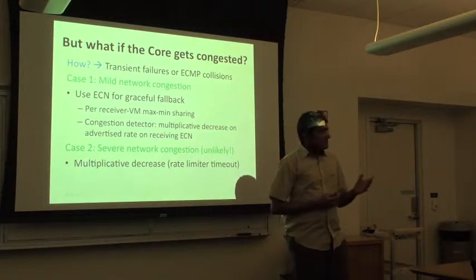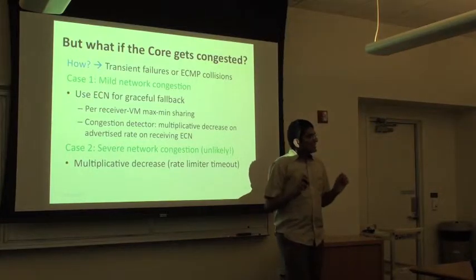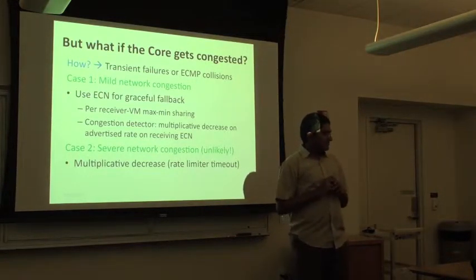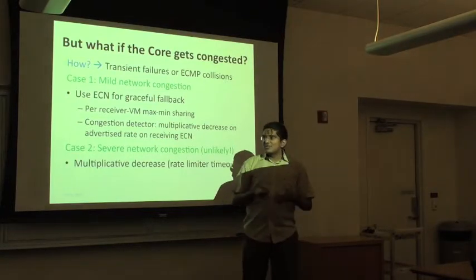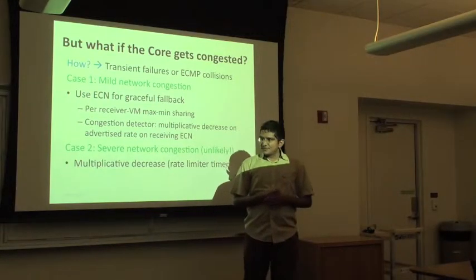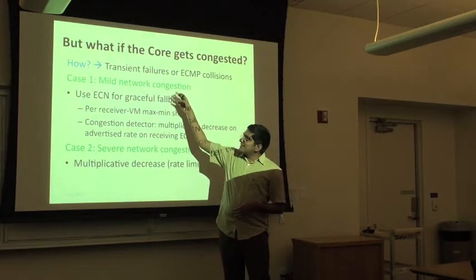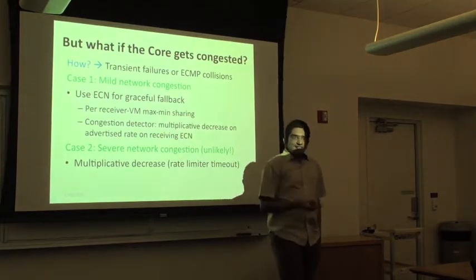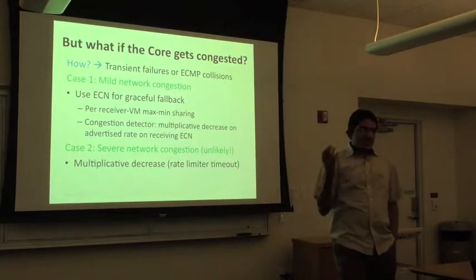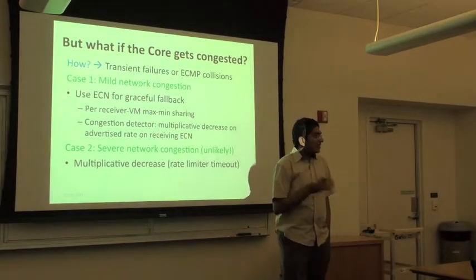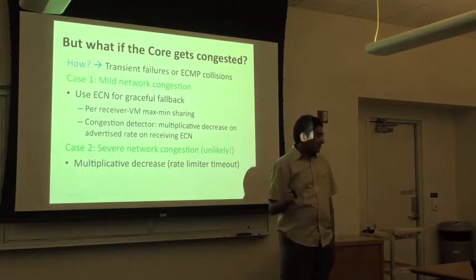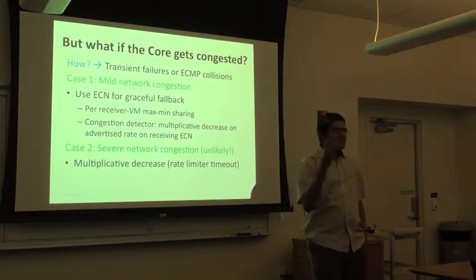And what this fallback mechanism guarantees is that no single tenant will be starved. You don't starve any single tenant, but you still give bandwidth which is proportional to the number of receivers that the tenant has. So the way we handle that is using ECN. ECN is a standard which is available in pretty much all switches today. So what ECN does is it tells the end host, it's a mechanism by which switches can tell end hosts that there is congestion happening at some link in your network.